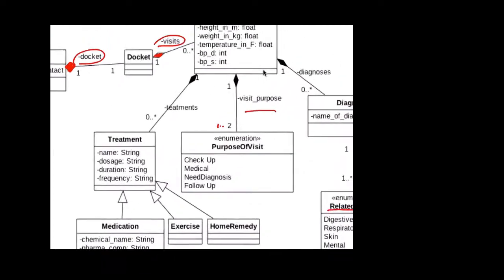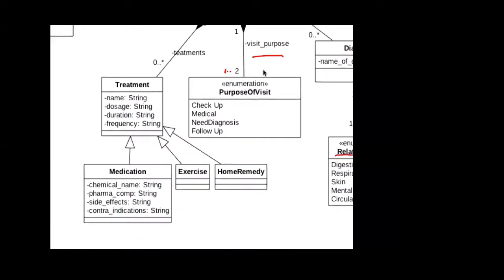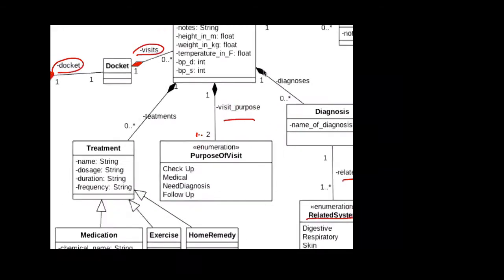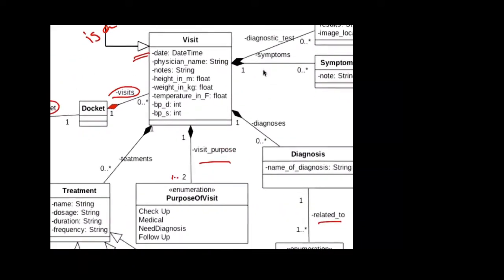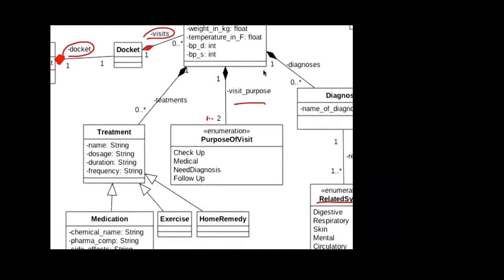What else? Look at treatment. Do you think that this is useful or worthwhile to use inheritance for type of treatment? So we see right here that visits can have zero or more treatments, right? Associated with it.